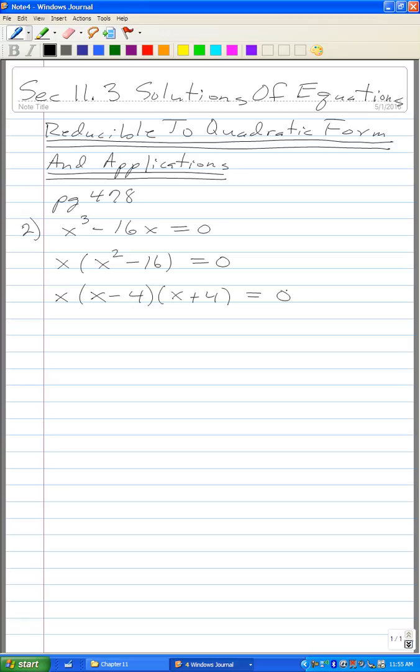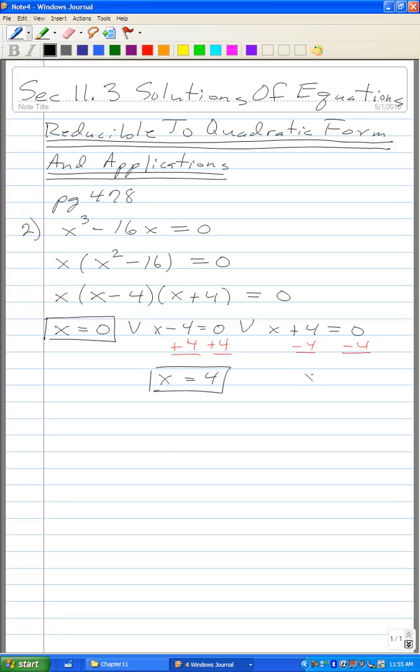So now I've written this as a product of a whole bunch of terms. And so I can set each factor equal to 0 and solve for x. So x is 0. Add 4 to both sides of your equation. Subtract 4 from both sides of your equation. x equals 4. x equals negative 4. So I notice that this is a cubic, and I get 3 solutions.